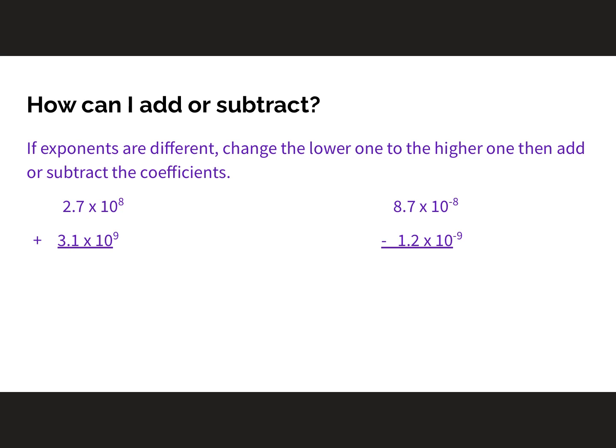So what do I do if the exponents are different? Well, that's easy. We're just going to change the lower exponent to the higher one and then add or subtract. So how do I do that? You'll notice this first one I have 10 to the 9th power and 10 to the 8th power. 10 to the 8th power is lower. So I'm going to change this one.